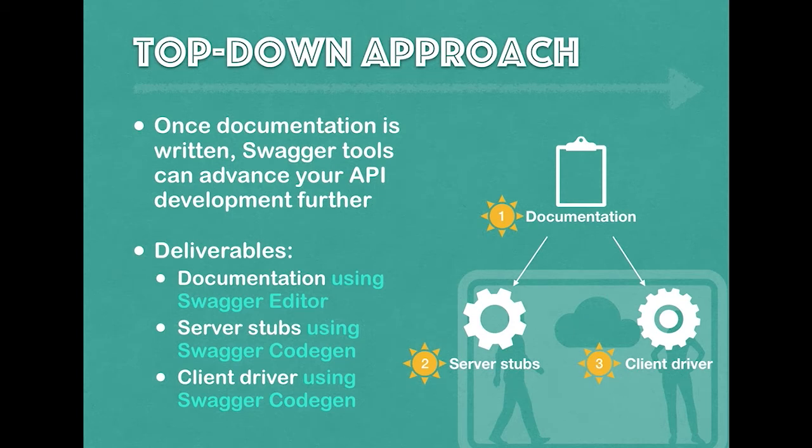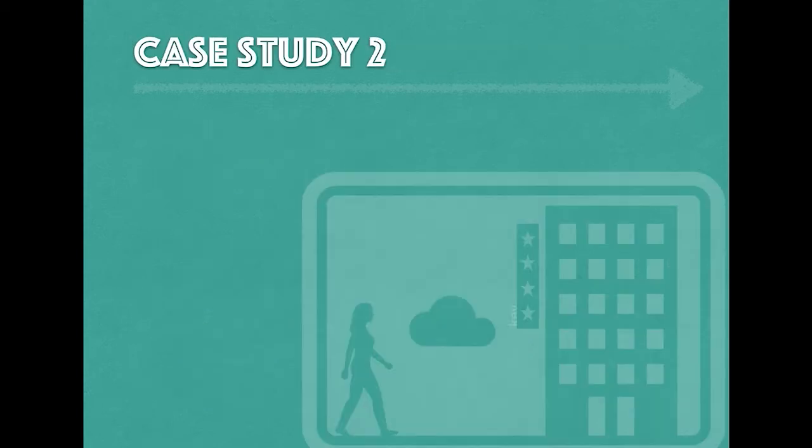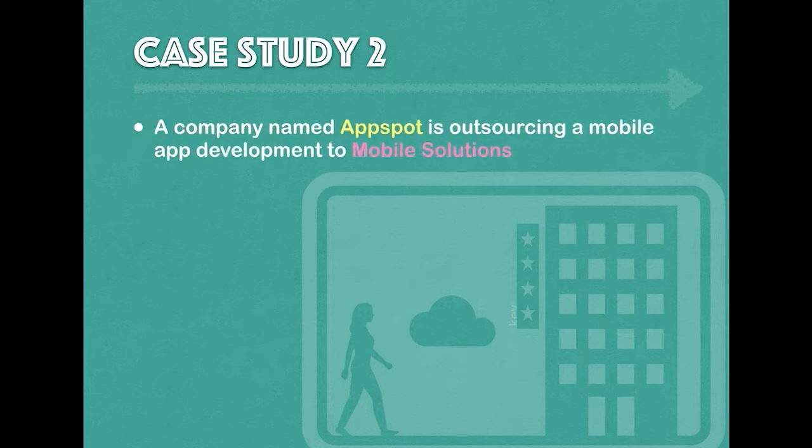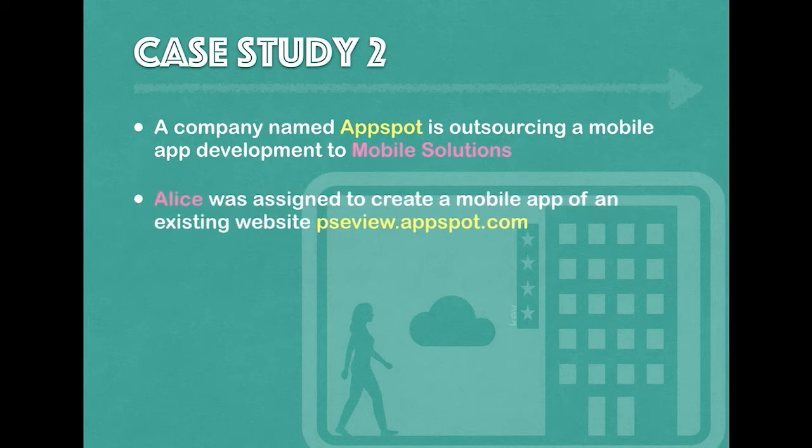Okay, so we're done with case study 1. Let's move on to the next case study. There's a company named AppSpot who is outsourcing a mobile app development to Mobile Solutions. Alice was assigned to create a mobile app of an existing website, pseview.appspot.com. I'm sure you're familiar. For those who are familiar with AppSpot, it's actually just Google.